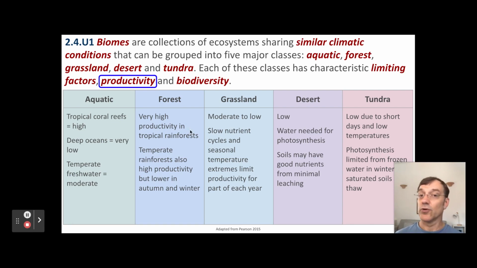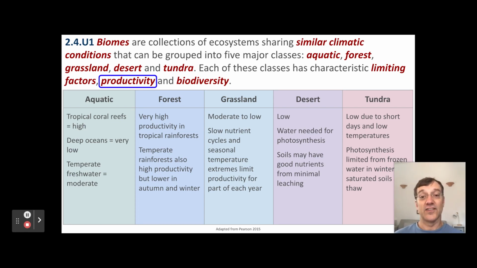Tropical rainforests, no surprise, have extraordinarily high productivity because plant growth happens year-round. Because you have warm temperatures year-round, you have nearly daily rainfall year-round. So there's plenty of light and water to feed into the photosynthesis process. Temperate rainforests also have high productivity, but that tends to be limited to the spring and summer when the days are becoming longer and plants are sending all of their new growth out. So during the autumn and winter, when days become shorter and temperatures drop, their productivity falls.